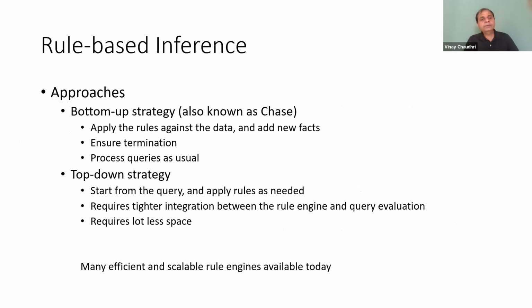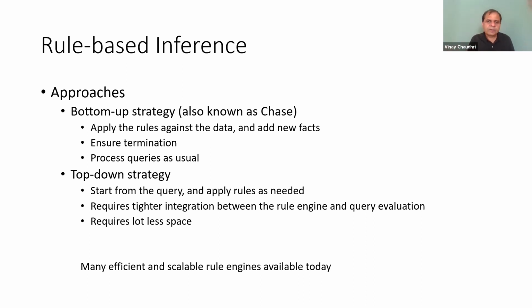Okay, now this is only a one slide overview of how we actually apply the rules. In general, there are two strategies for applying rules against the knowledge graph. There is a bottom-up strategy and there's a top-down strategy. In the bottom-up strategy, we apply the rules against the data, and we derive new facts, and we add those new facts into our database. And we keep doing this until we cannot derive any more facts.